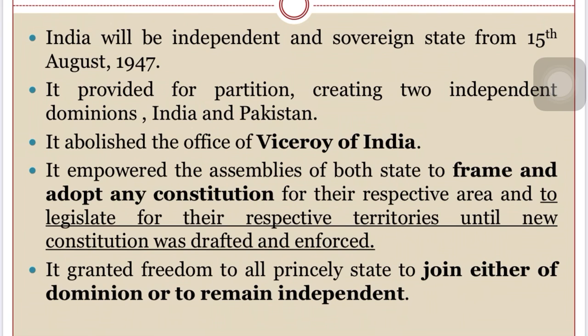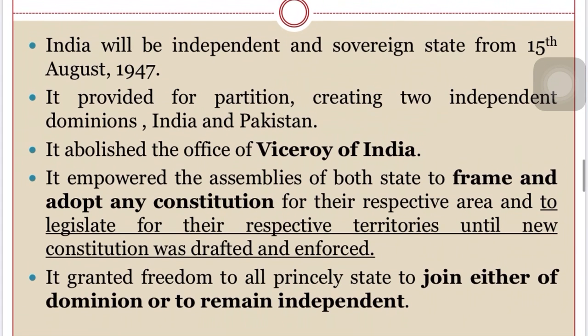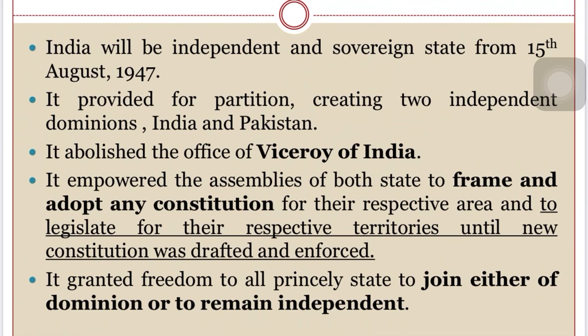It empowered the assemblies of both states to frame and adopt any constitution for their respective areas and to legislate for their respective territories until the new constitutions were drafted and enforced. It guaranteed freedom to all princely states, the Rajas, to either join a dominion or remain independent.